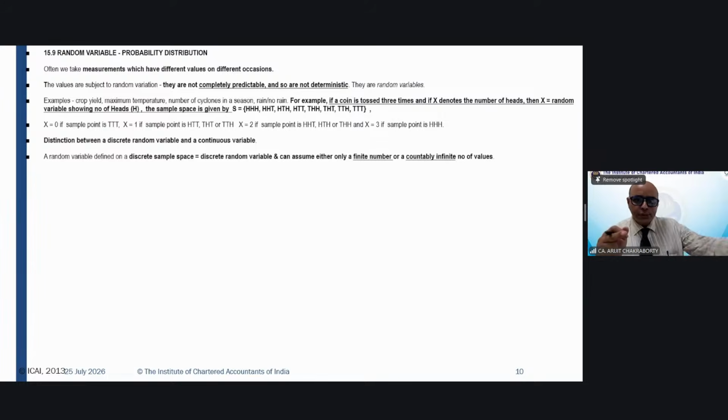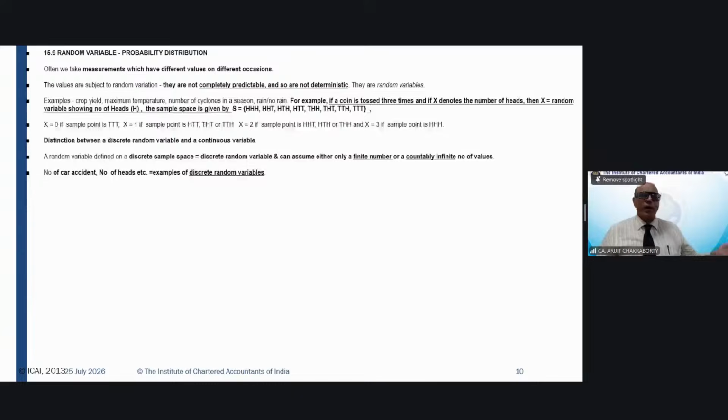So what is meant by a random variable? A very good example is when we are tossing a coin. The sample space shows the number of heads or tails. So this is an example of a random variable. And such a random variable can be of two types: either a discrete random variable or a continuous random variable.